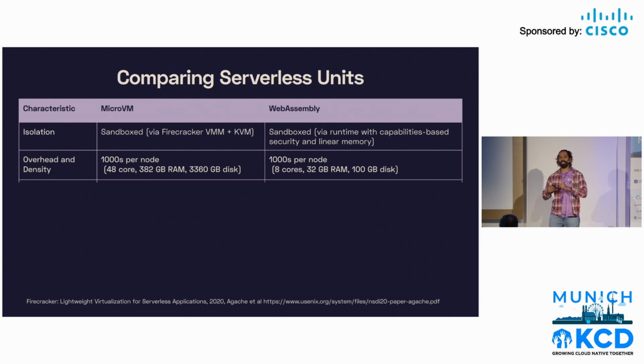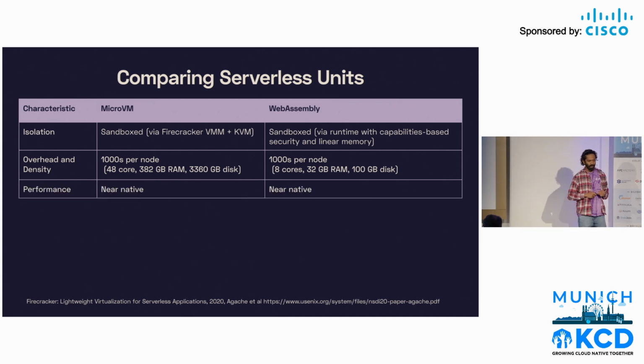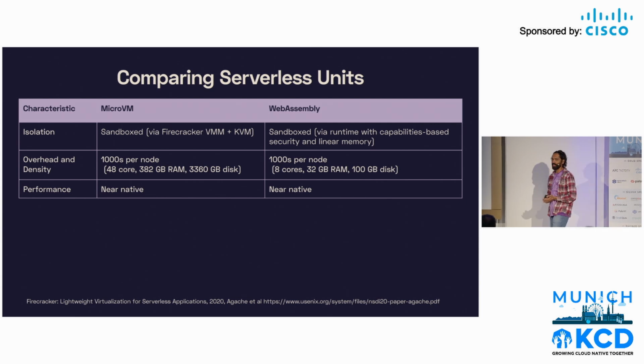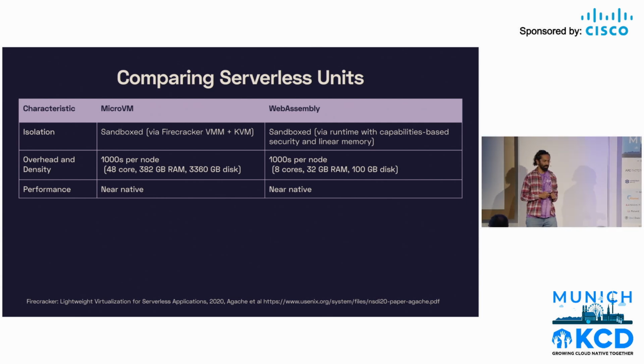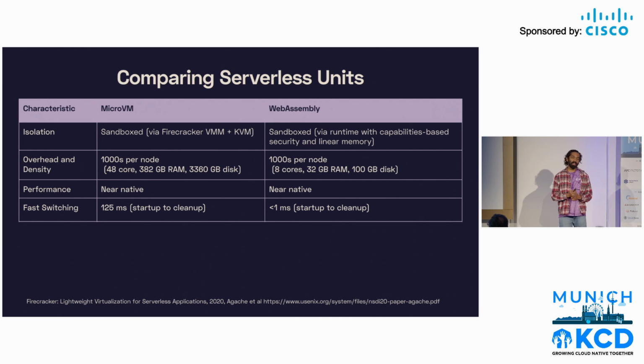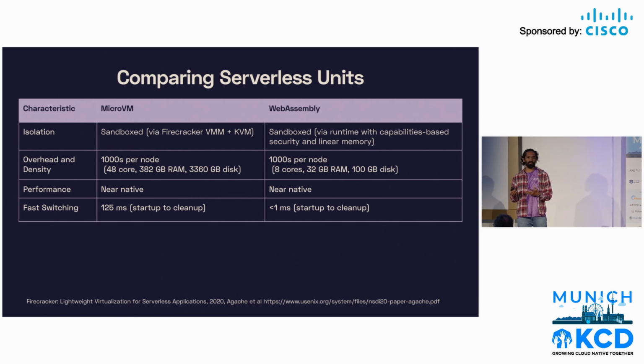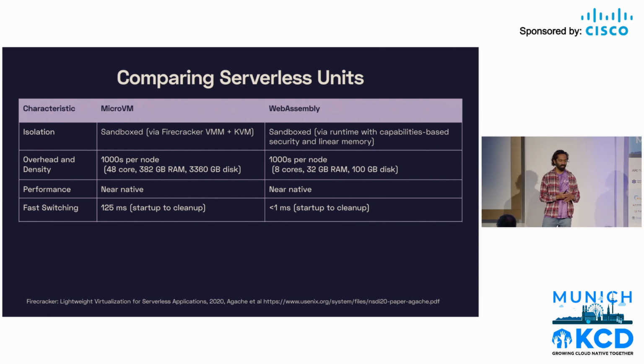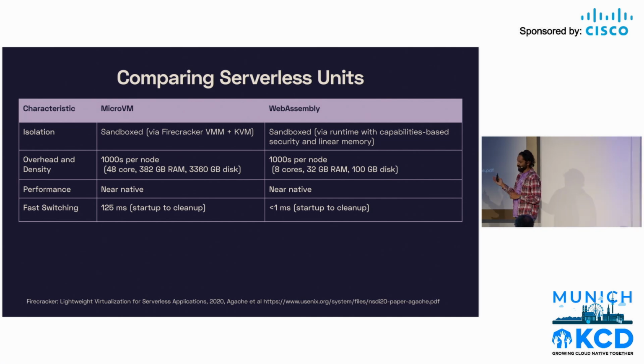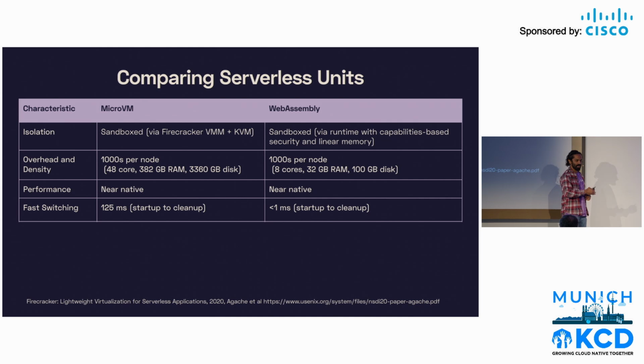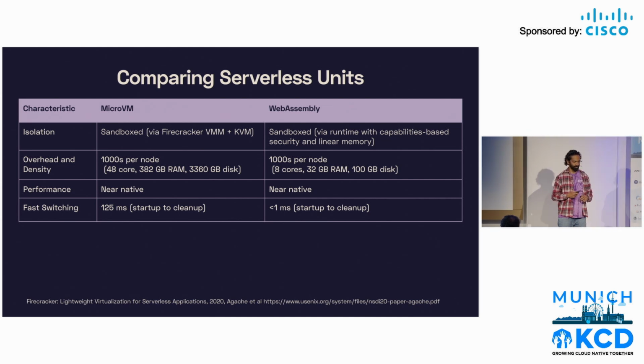And again, think of being energy and hardware efficient. In terms of performance, again, both give you near-native performance, so very similar. In terms of fast switching, WebAssembly, again, outshines a micro VM that we have right now. We did say micro VMs have cold start problems between 250 to 125 milliseconds, whereas with WebAssembly, you can bring that down to less than a millisecond.